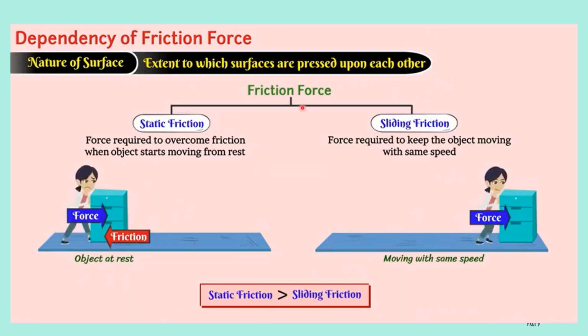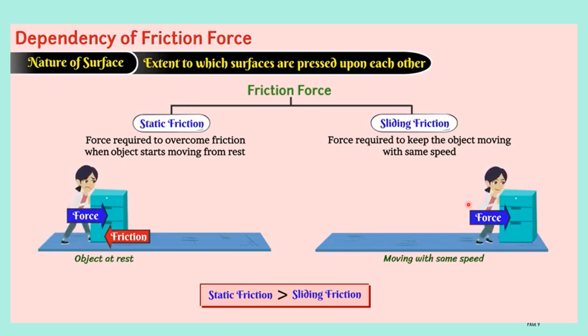Friction force has two types. One is static friction, another one is sliding friction. When the object is at rest, it possesses static friction. When the object is in motion, it possesses sliding friction. When the object is at rest and you want to make it move, you have to apply more force. Already you know, because when the object is at rest, the interlocking between the surfaces will be more. To overcome that, or to break that interlocking, you need more force.